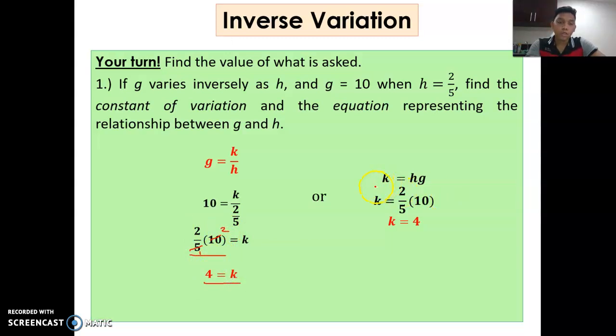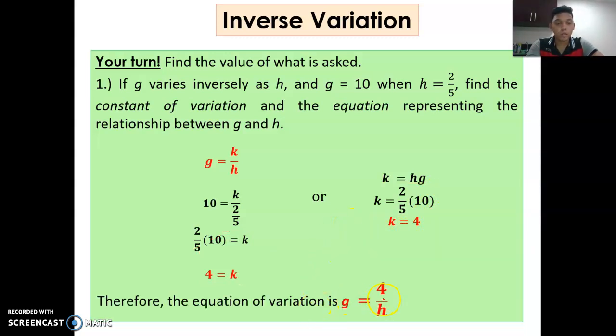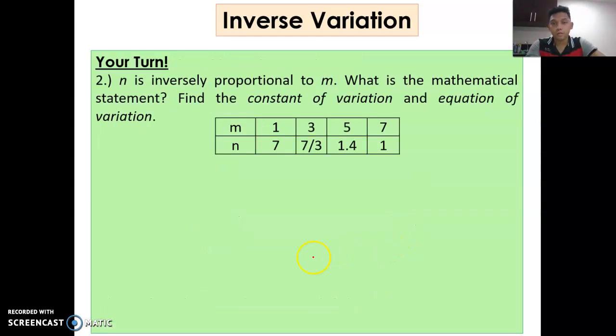Or, in short, you can just have it like this: 2/5 times 10 equal to 4. So our equation will be what? It will be g is equal to 4 over h. Okay? Do you follow? Let's proceed.